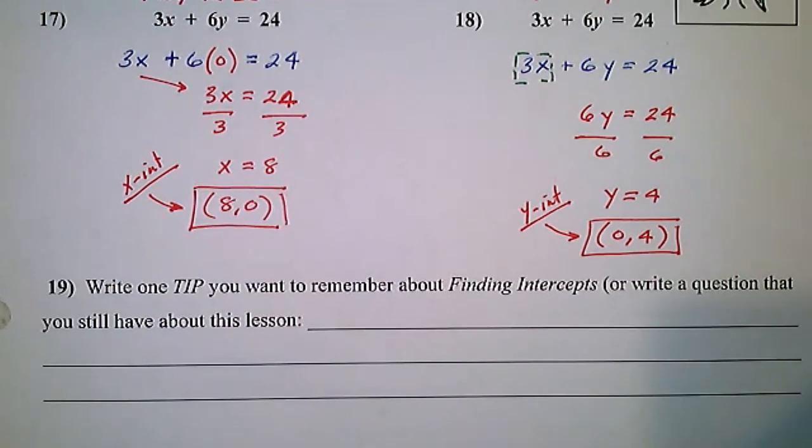All right, so finding intercepts, today we learned the plug-in zeros method, and we also learned the cover-up method, and we were able to see that if you've got those two intercepts, then it's really easy to graph. All right, so hopefully that makes sense.